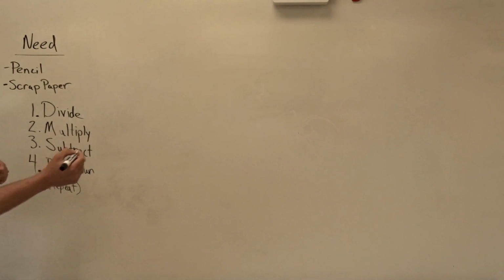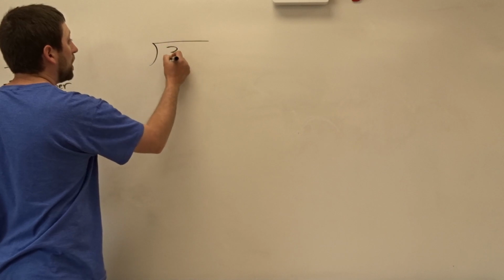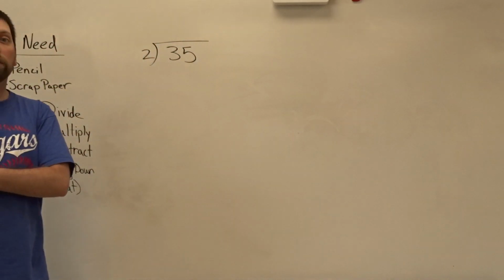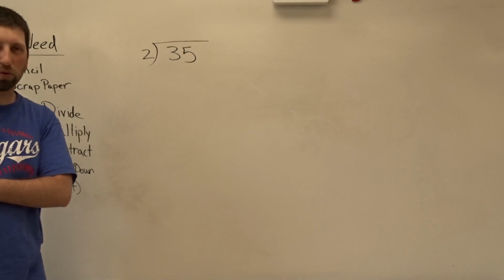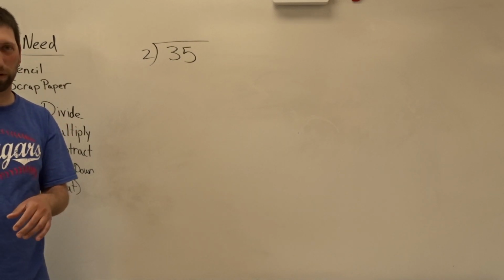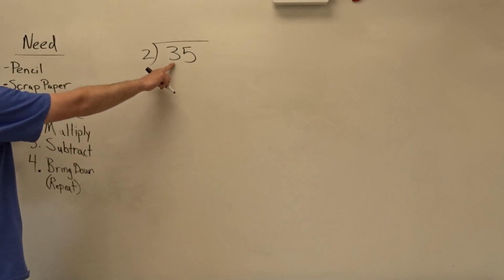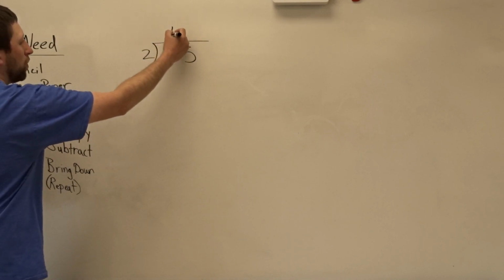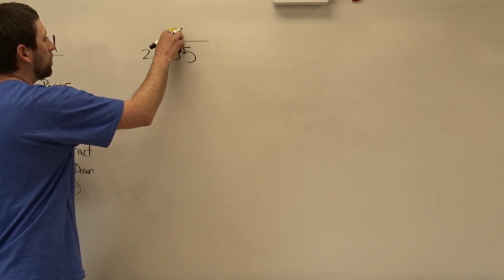Alright, so for the first problem, we are going to do 35 divided by 2. Now I would suggest probably watching the first 2 or 3 before you even write any on your paper. Okay, so my first step is to divide, and I need to divide the tens place first by 2. So 3 tens divided by 2. I could do that one time. Remember, if I try to do it 2 times, that won't work.